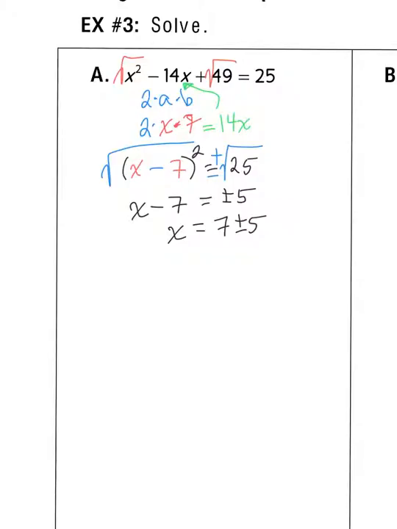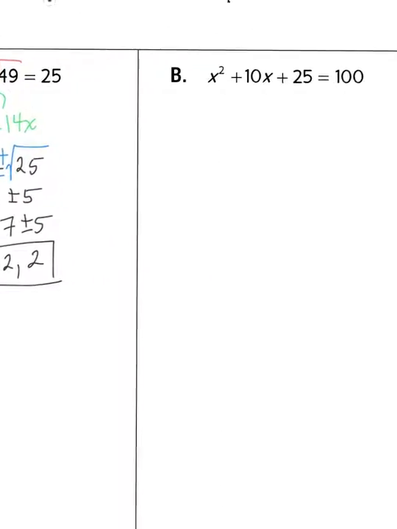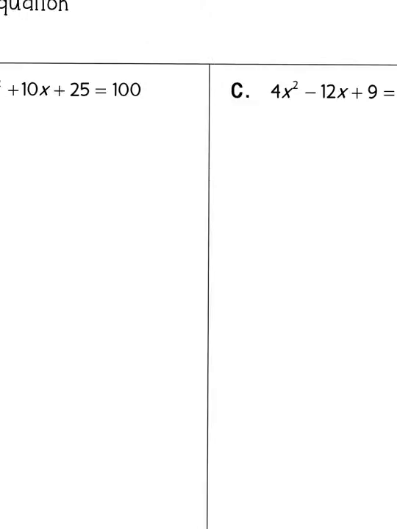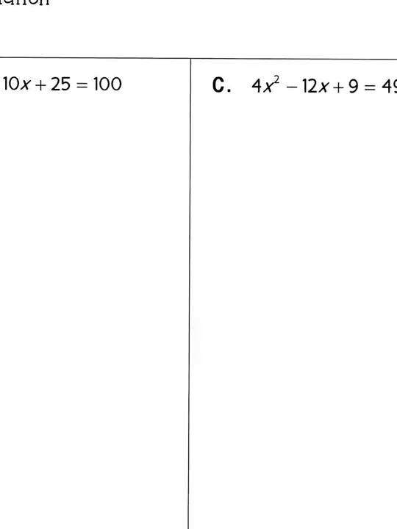Well, because you can actually figure out what 7 plus 5 is and 7 minus 5, you need to actually do so. So 7 plus 5 is 12, 7 minus 5 is 2. So those are your two solutions to the above equation. So let's look at B, and then I'll let you do C on your own.